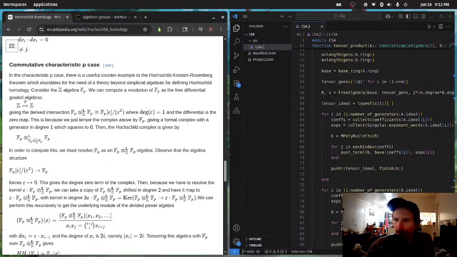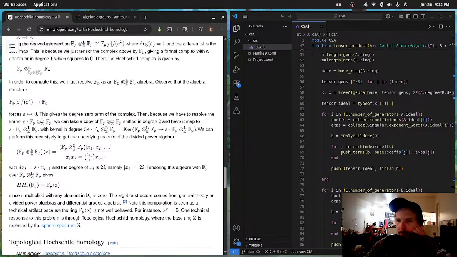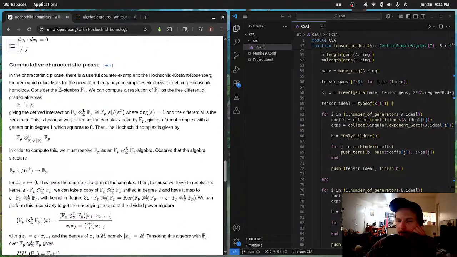Okay, commutative characteristic P case. I'm not so interested in that. You get some crap. Kind of want to say forget this. So what's this going to do for us?